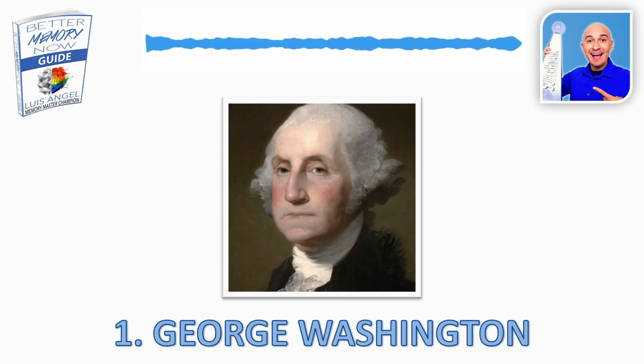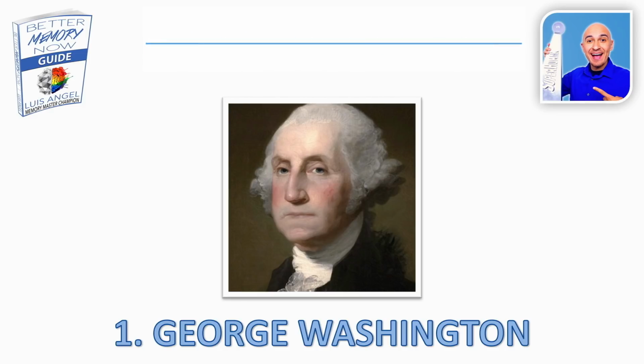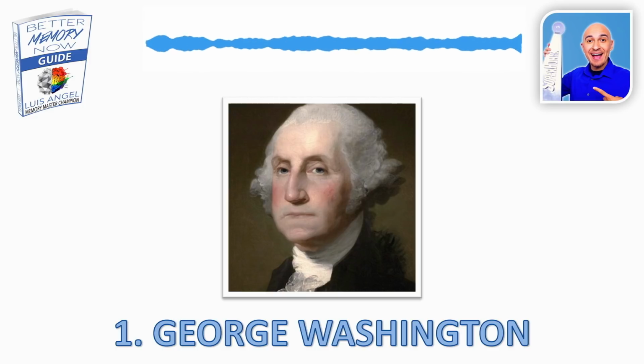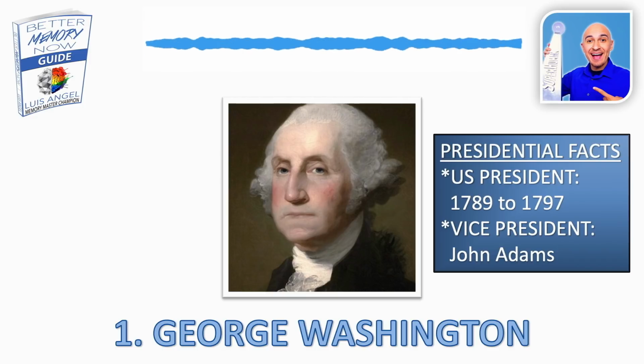All right, the first president, as we all know, is George Washington. So this one's going to be pretty simple, and it's a great way to actually start practicing this system with. And just so that you know some presidential facts, I'm going to be laying them all down right here for you. George Washington was president from 1789 to 1797, and his VP, vice president, was John Adams, who is also the second president. And I'll show you how to memorize that in a moment.